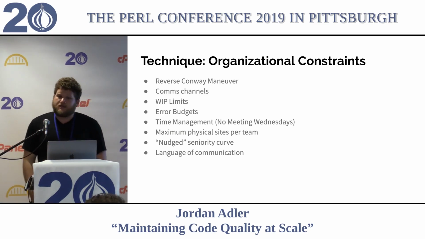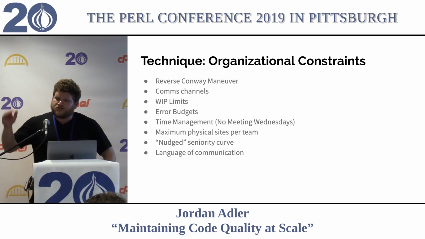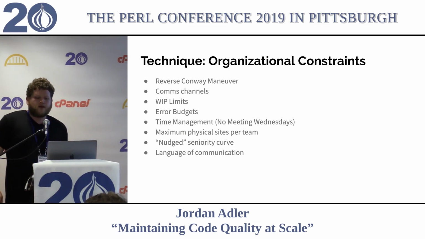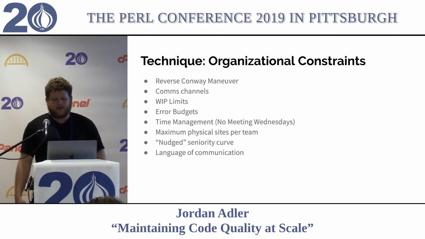Maximum physical sites per team is something I've seen as well. Co-locating people can really reduce the threshold of effort required to communicate. And so having cases where, I know at Google, for example, there were limits to the number of sites that a particular team is allowed to have. So how many offices can people work in for a particular team? How decentralized are they allowed to be?